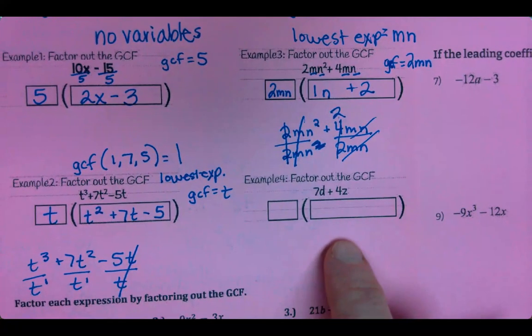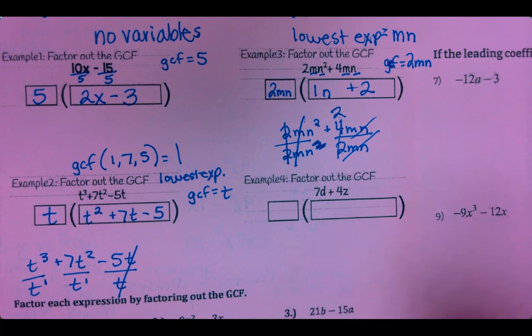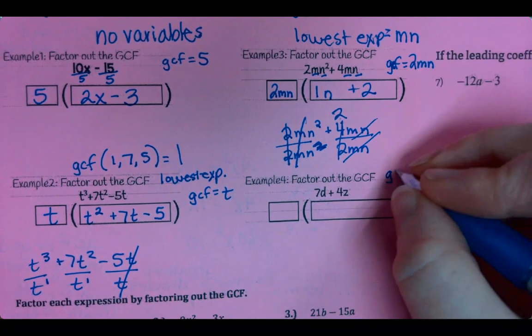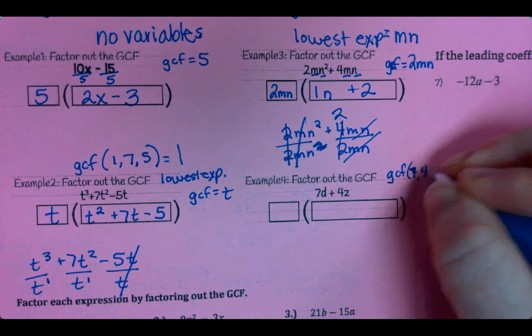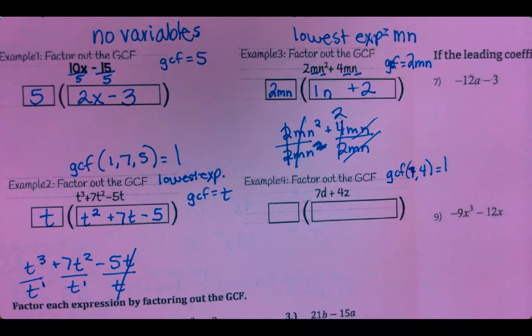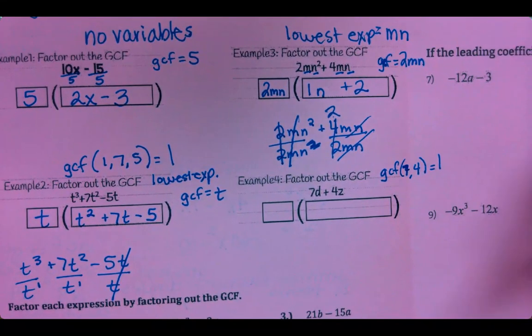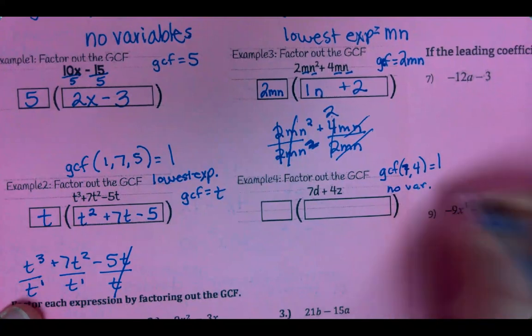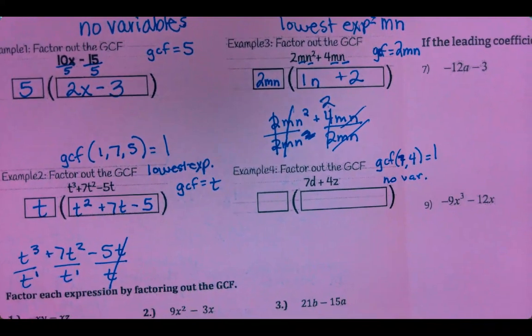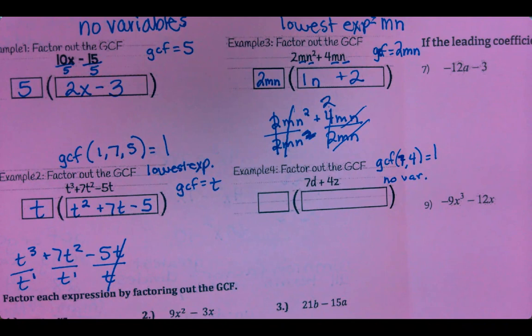All right, let's go to the next one. Factor out the GCF. GCF of 7 and 4. There isn't one, so it's 1. So that's called prime there. What about your common variable? Do they have anything in common? No variables. Put no bar. So our GCF is just 1.